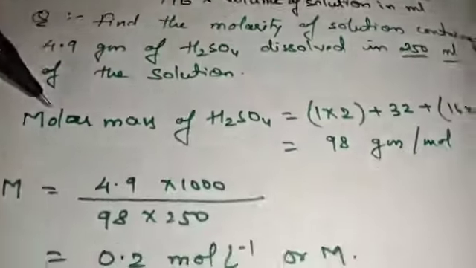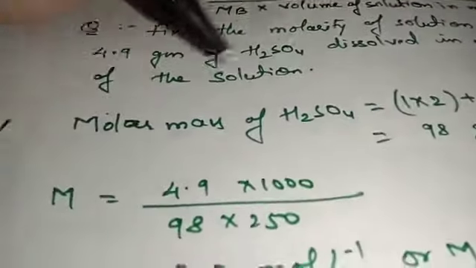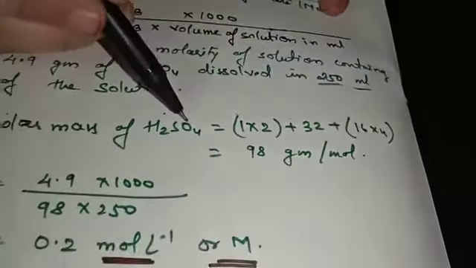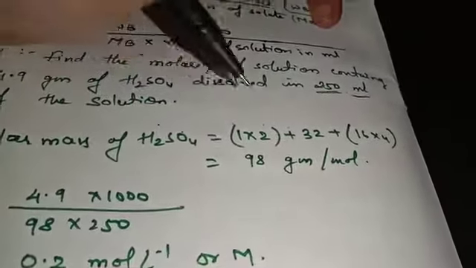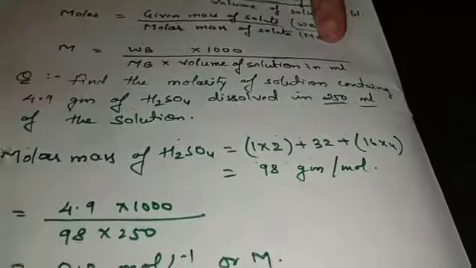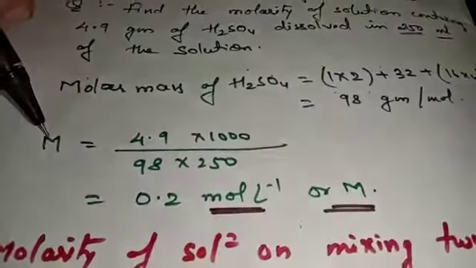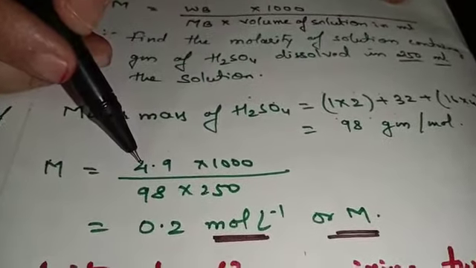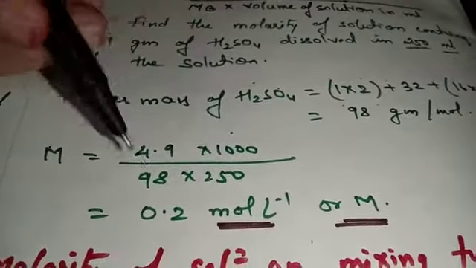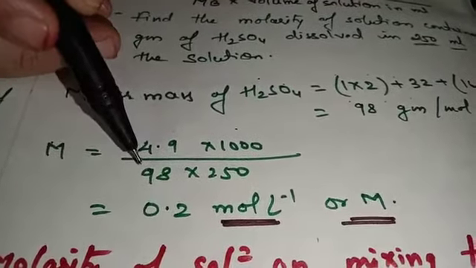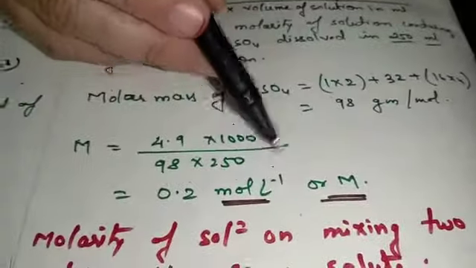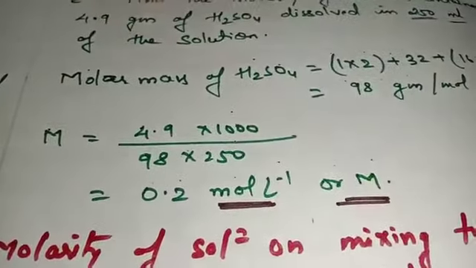The first step is to calculate the molar mass of the sulfuric acid. So molar mass of the sulfuric acid: 1 into 2 plus 32 plus 16 into 4. Why 4? Because 4 atoms of oxygen are there in the formula. It comes to be 98 gram per mole. Now formula, capital M, that is molarity, is equal to WB, that is 4.9. What is this WB? That is the given mass of the solute, into 1000 upon molar mass of the solute, that comes to be 98 into 250, and the answer comes to be 0.2 mole per liter, or the unit can be written as capital M also.